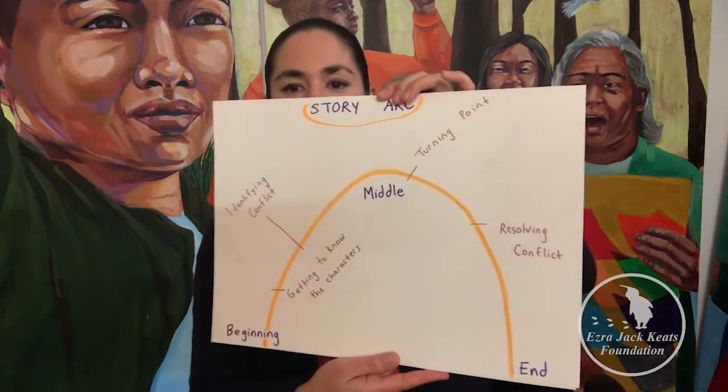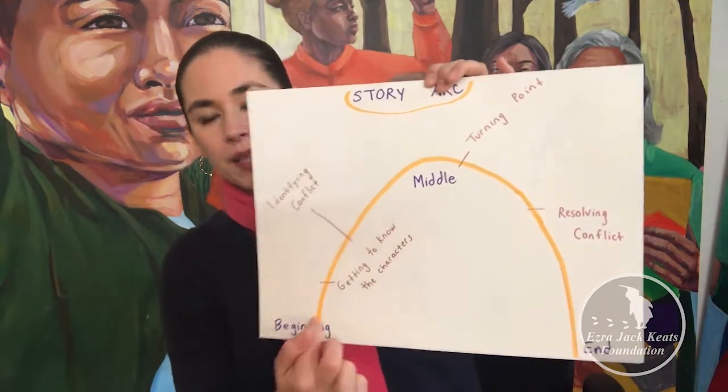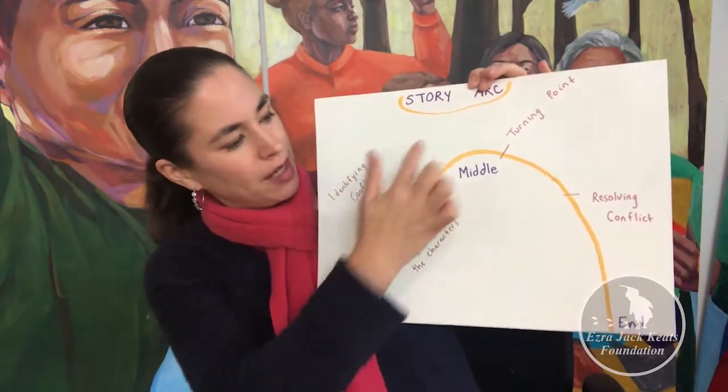Each arc is going to look a little bit different depending on when students decide to place things like the introduction of the conflict, the resolution, etc. So what I like to do is make a little map. Here we have the story arc. This is a pretty even arc. So we've got the beginning, middle, and end.